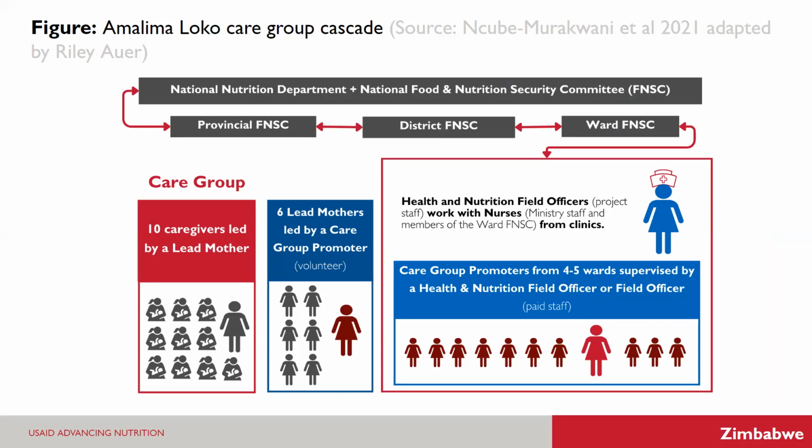So Amalima Loko, in terms of the program, aims to improve food and nutrition security in 5 districts of Zimbabwe's Matabeleland North region, Binga, Hwange, Lupane, Gai, and Cholocho, through increased food access and sustainable watershed management. And under Amalima Loko, care groups consist on average of groups of up to 10 caregivers of children under 5, led by a volunteer lead mother. The care group meets regularly, typically once to twice a month, for a participatory nutrition education session that is led by the lead mother. And the members also receive household level support visits and counseling from the lead mother.